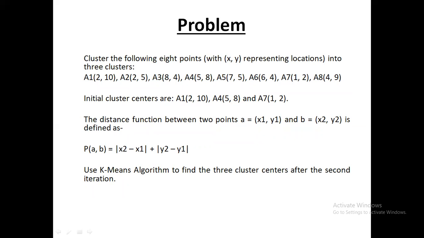The distance function between 2 points A (x1, y1) and B (x2, y2) is also given to us. The distance is calculated as the absolute value of x2 minus x1 plus the absolute value of y2 minus y1. We have to use the k-means algorithm to find the 3 cluster centers after the second iteration, which means we have to run our algorithm for 2 iterations.